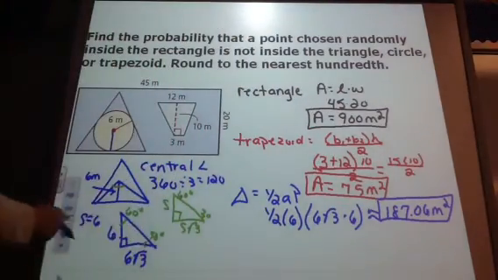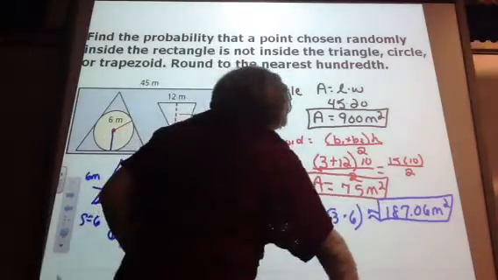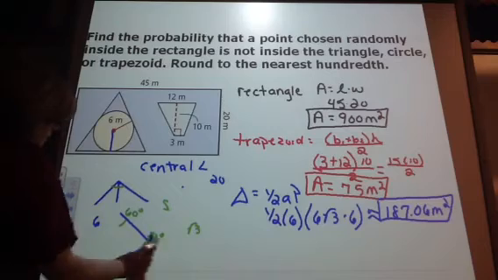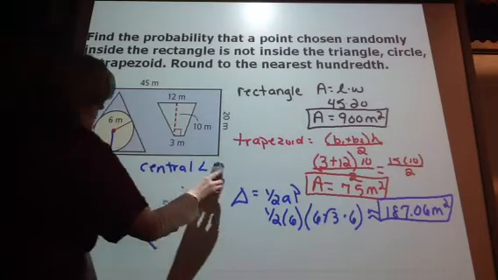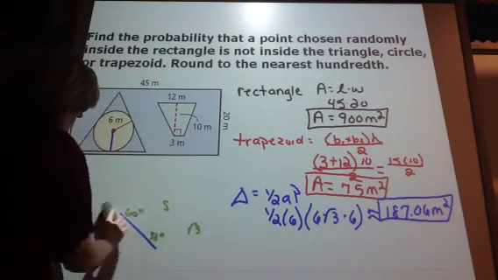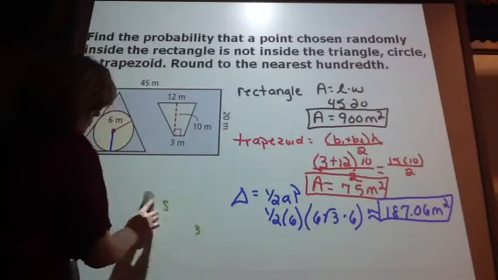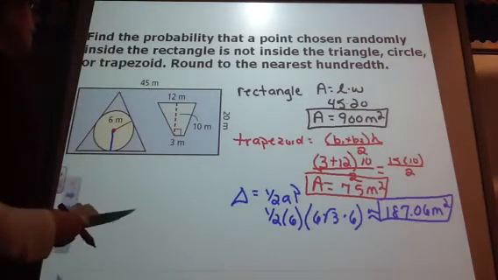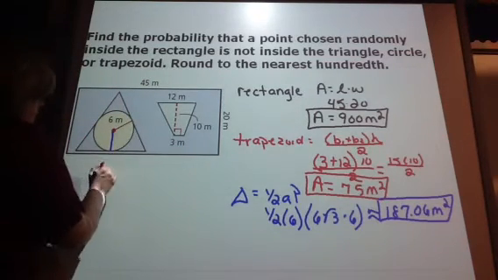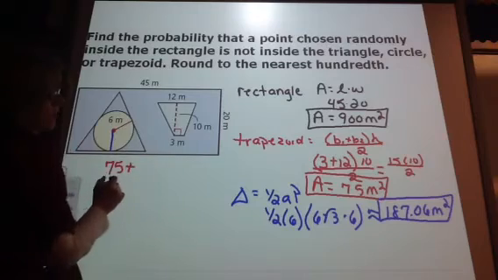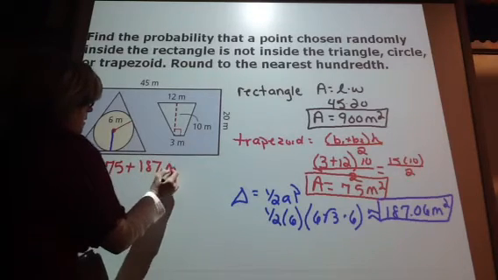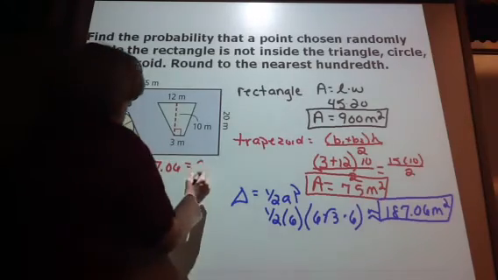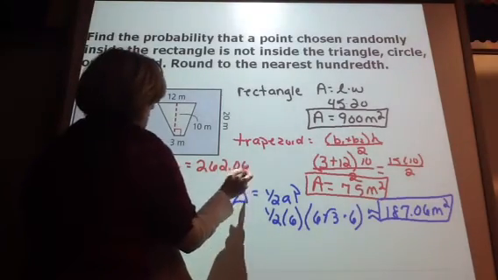Okay, so we have our rectangle, we have our trapezoid, and we have our triangle. So now what we can do is let's add up the trapezoid and the triangle. So 75 plus the 187.06, and we get 262.06.